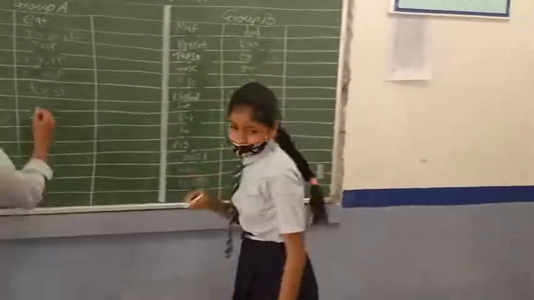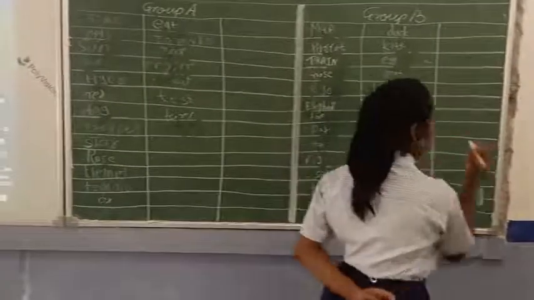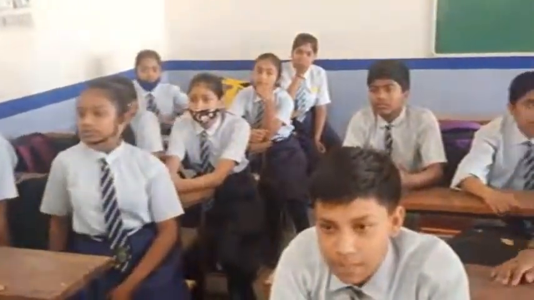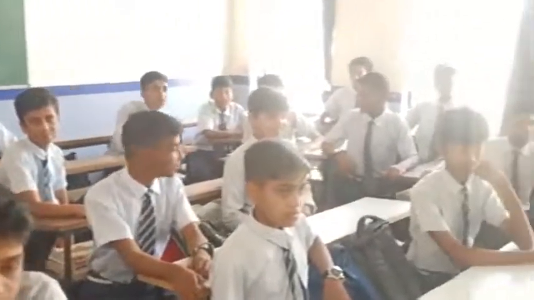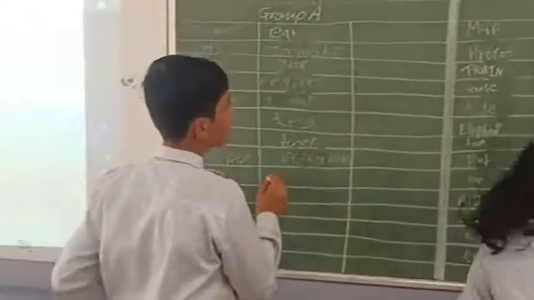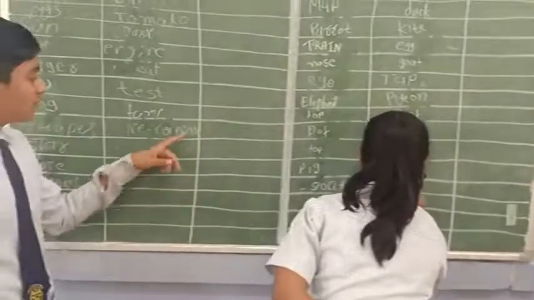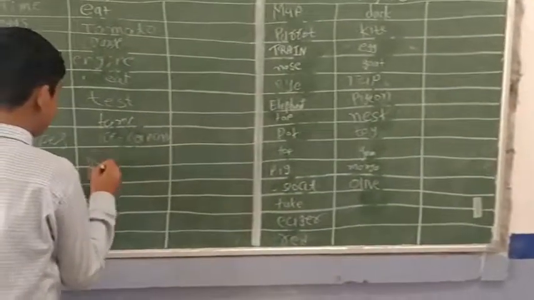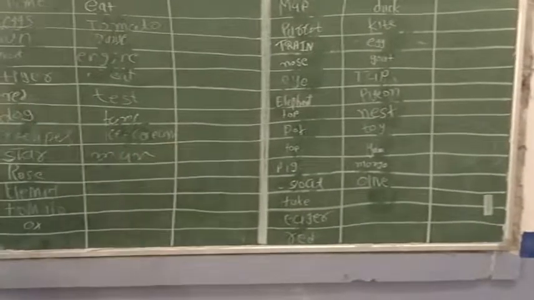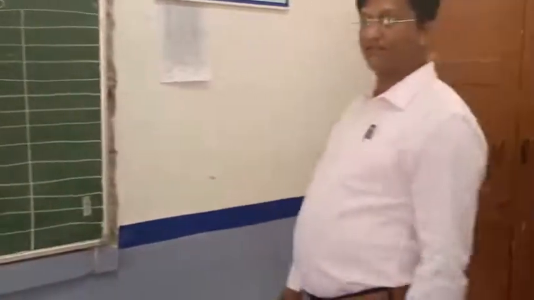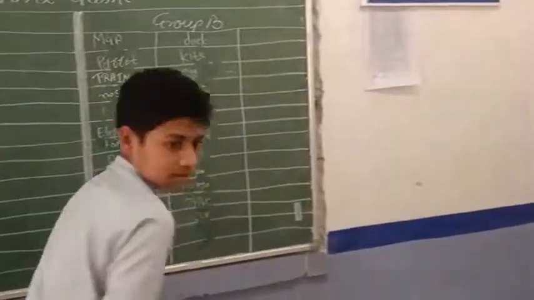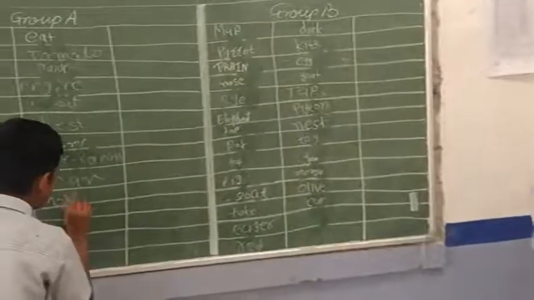One by one, every group has to see whether it is going on systematically or not. All students should get the chance to write the word. There should not be repetition of the word. If there is repetition of the word, you will not get the point. Remember, don't repeat the word. Keep silence. Don't discuss anything. That is the last warning. Just come one by one and write your word. For a repeated word, you will not get the point.